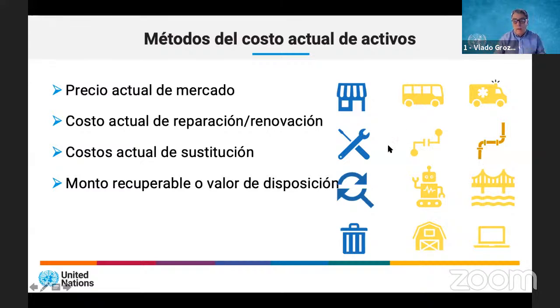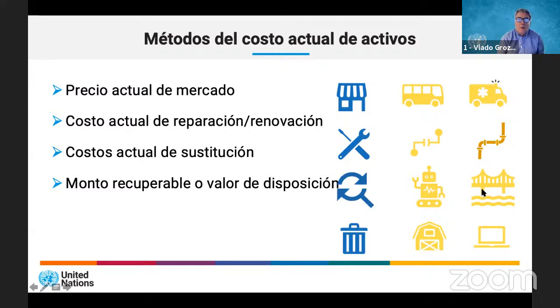But here, it's very important to consider the build back better principle. This is a principle that when we want to replace, rehabilitate, or reconstruct some assets, we have to think about not building the same as it was before.